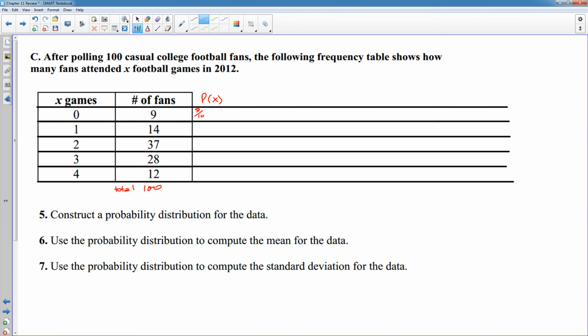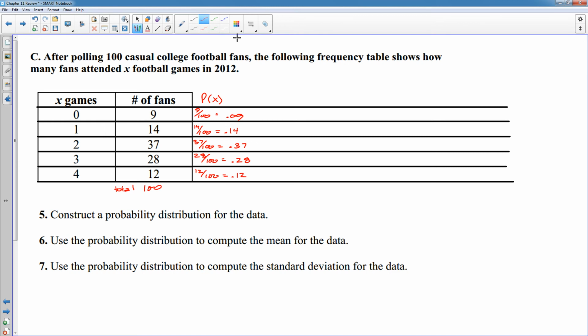So 9 divided by 100. This one is going to be 14 divided by 100. This one will be 37 divided by 100. You divide by the total number of people. Since I'm dividing by 100, it makes this very easy, because anything divided by 100, you simply move the decimal to the left 2 spots. So the first one is going to be 0.09. The next one is 0.14. The next probabilities are 0.37, 0.28, and 0.12.